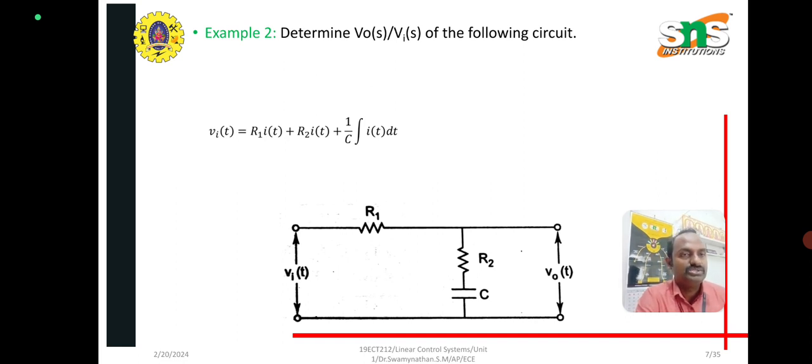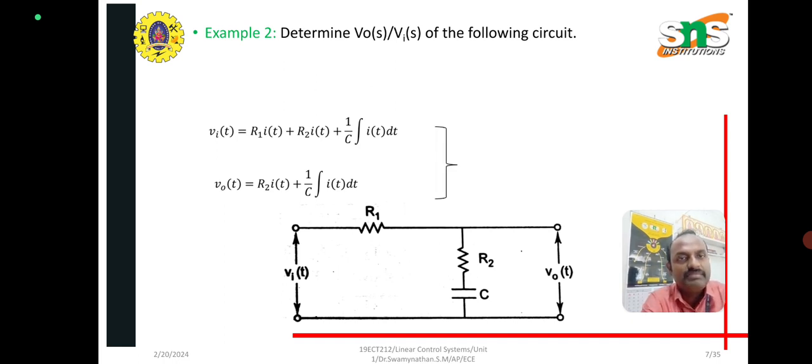In terms of the capacitor, the voltage is 1 by C integral of current dt. That is a common function. Again, V naught of t is equal to R2 i of t plus the capacitor term, that is the output side. We have two loops: the first loop is Vi of t, and the second loop is V naught of t. The second loop consists of R2 and C. So V naught of t is R2 into i of t plus 1 by C integral of i of t dt.